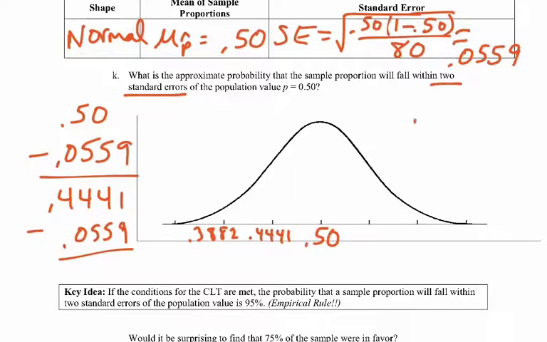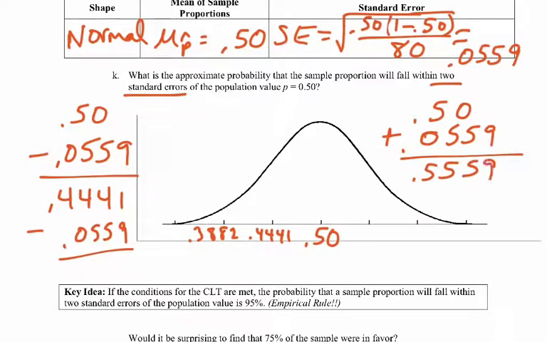Do the same thing on the other side. If you add 1 standard deviation, 0.0559, to 0.50, that gives us 0.5559. And then add 1 more standard deviation above that, it puts you at 0.6118. So 2 standard deviations below, 2 standard deviations above. That's the question. Now we could go into StatCrunch and use the normal calculator and put the numbers in.